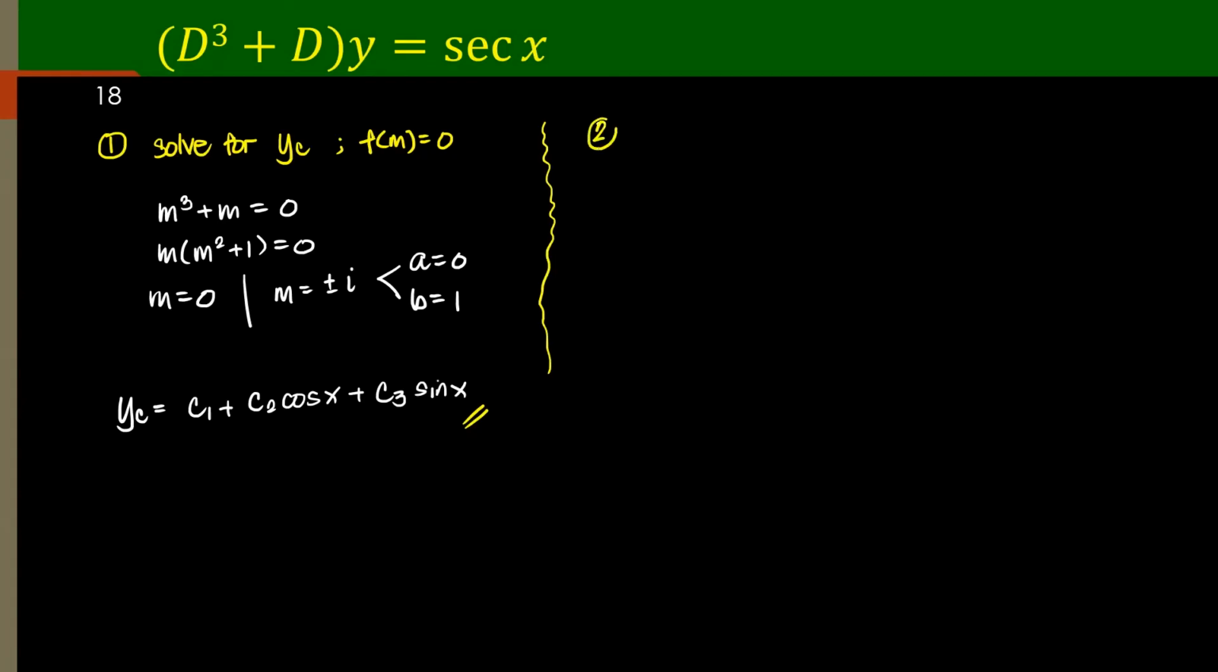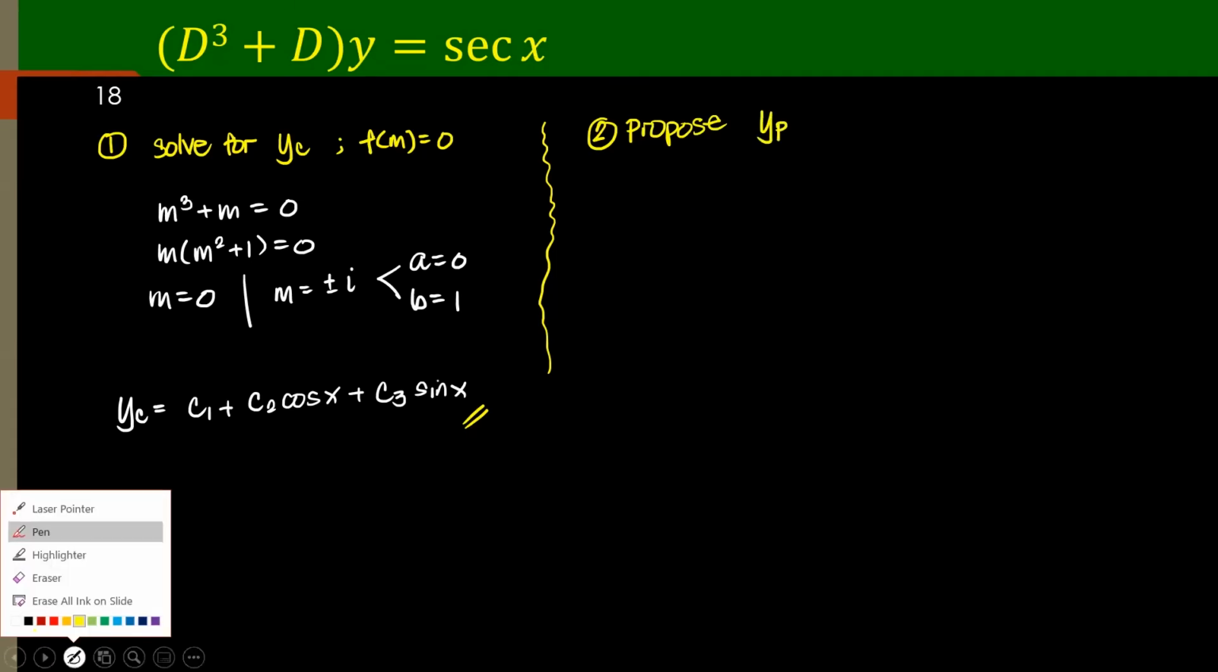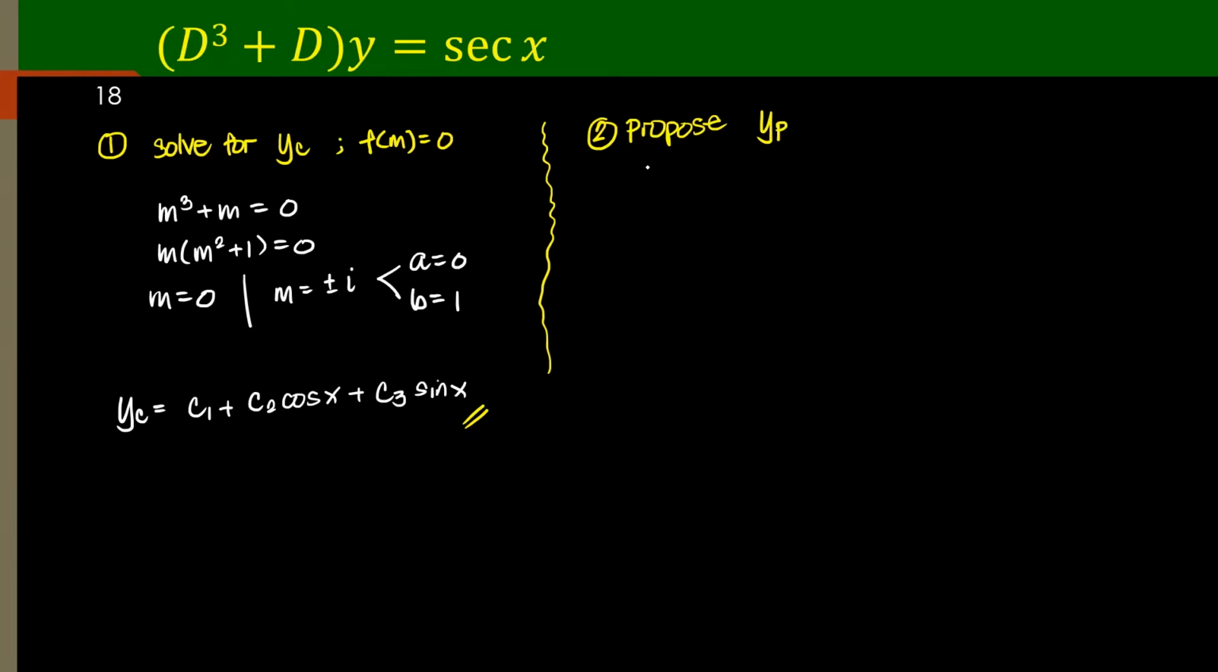What's the next step? Propose your yp based on the yc. So replacing, yes, correct. Your yp would then be A plus B cosine of x plus C sine of x. So I used capital C. And then what do I do next? So I need to differentiate. So when I differentiate, this gives me what?